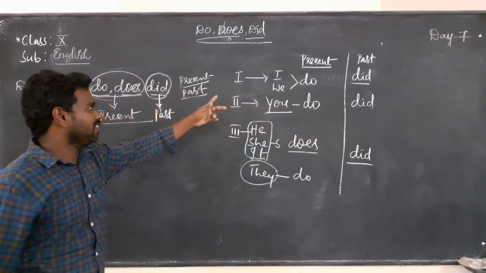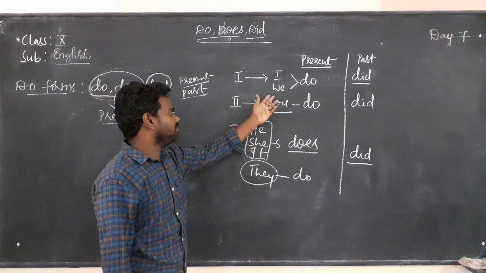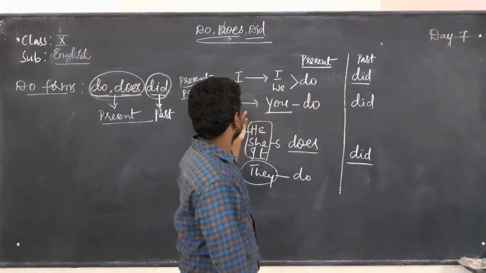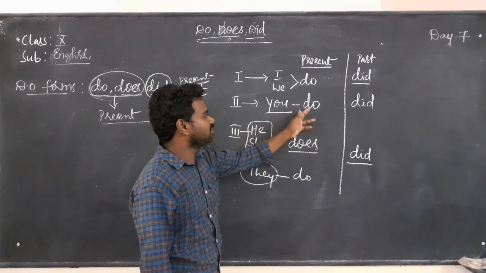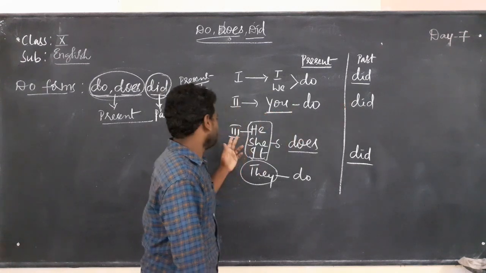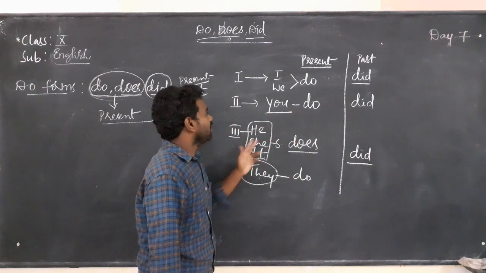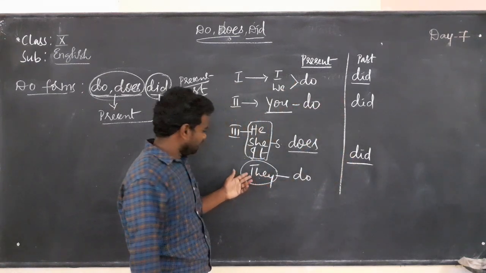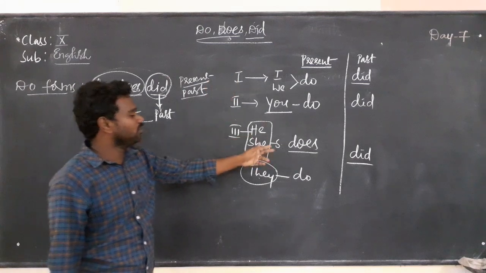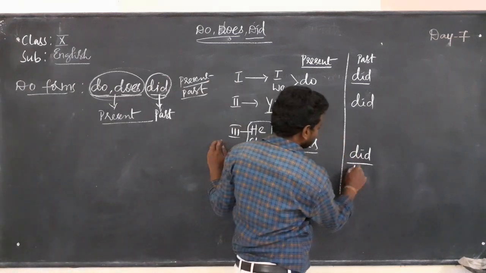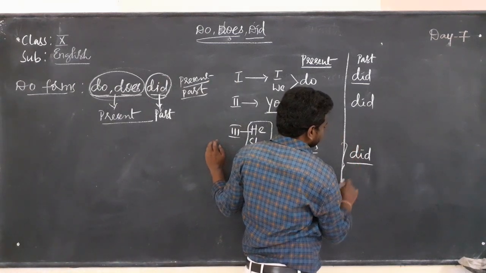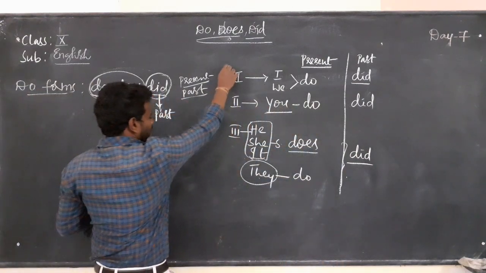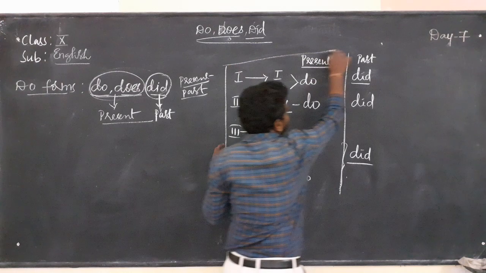So you have seen, I and we take do in present tense and did in past tense. Second person you takes do in present tense and did in past tense. He, she, it take does in present tense and did in past tense. They take do in present tense and did in past tense.